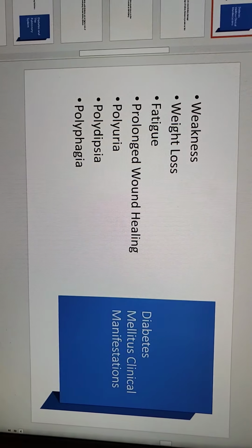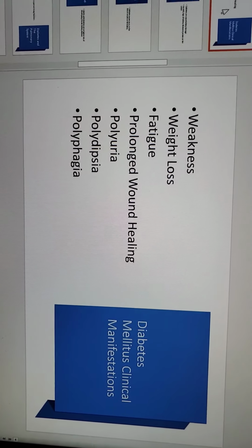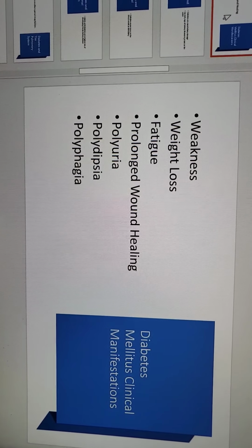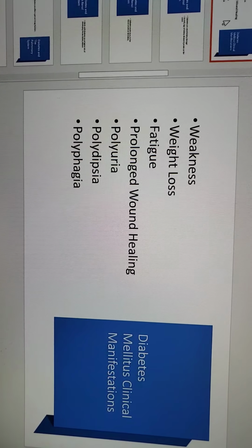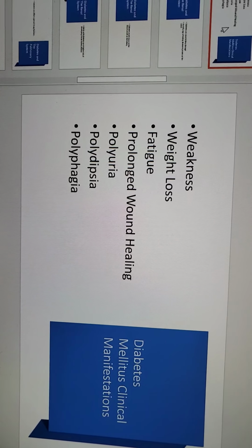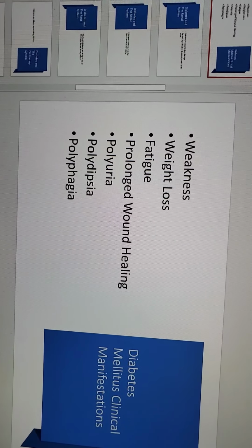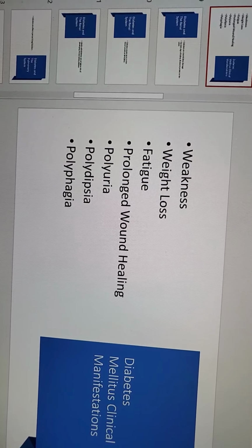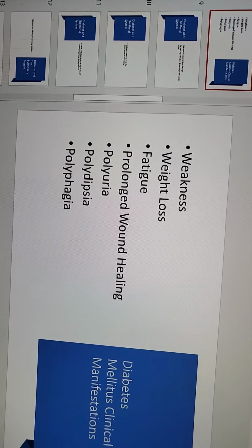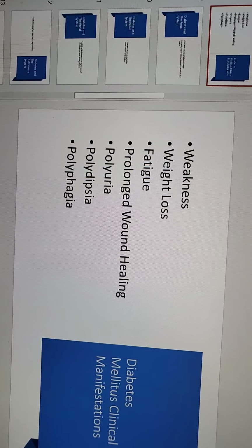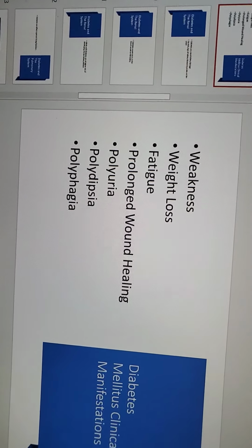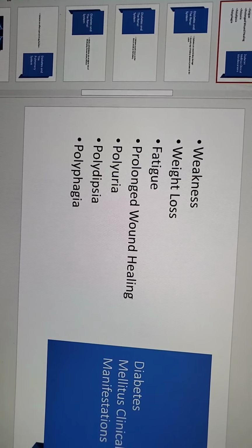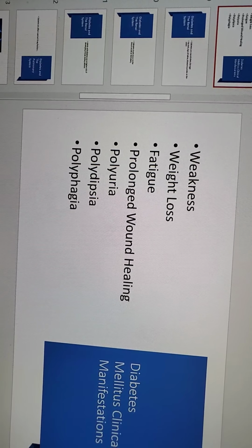We'll talk about the manifestations of diabetes, and some include weakness, weight loss, fatigue, prolonged wound healing, polyuria, polydipsia, and polyphagia. Diabetes has many clinical manifestations. Some people don't recognize the signs because some can be so subtle. Some of the more common symptoms of diabetes include blurry vision, fatigue, poor wound healing, weakness, an increase in thirst and urination, and weight loss.